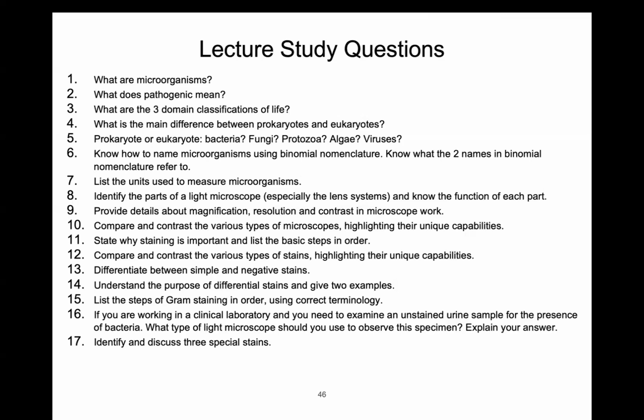There's simple stains which use basic dyes. Negative stains stain the background, not the cells. Differential stains allow us to differentiate different groups of bacteria. Examples are gram stain and acid fast. Special stains target specific structures. Capsule stain targets bacterial capsules. Endospore stain targets bacterial endospores, and flagella stain targets bacterial flagella.